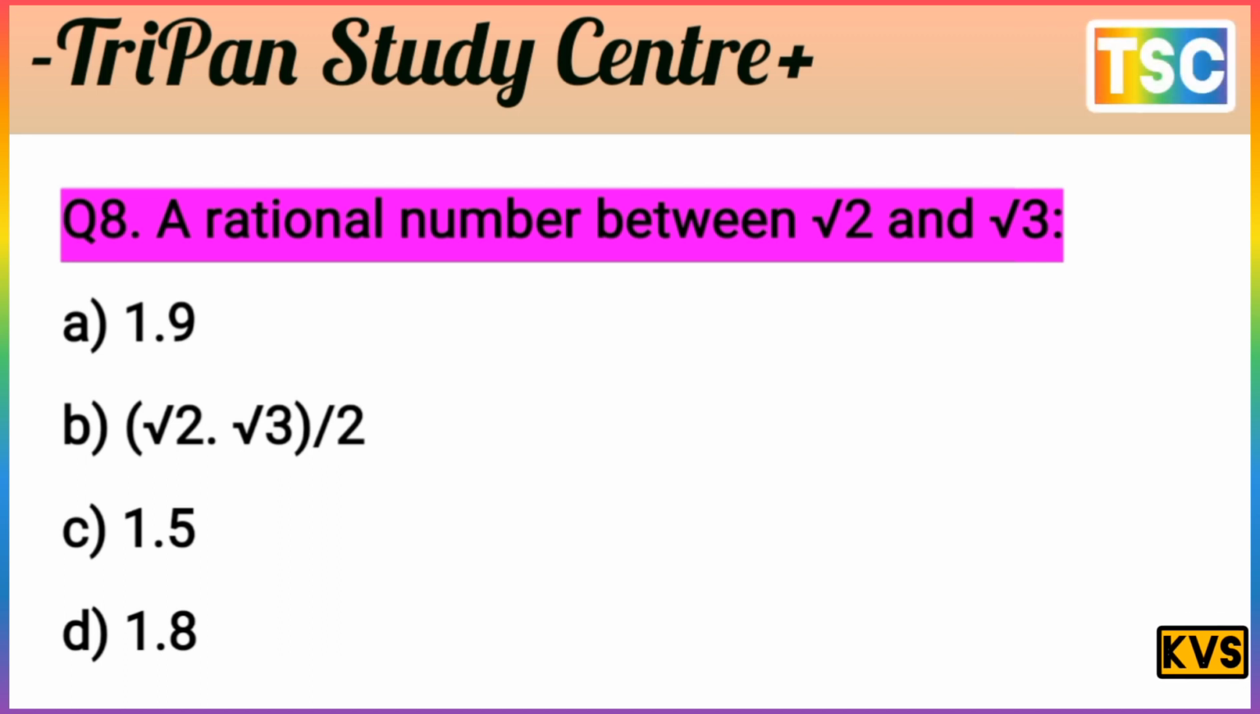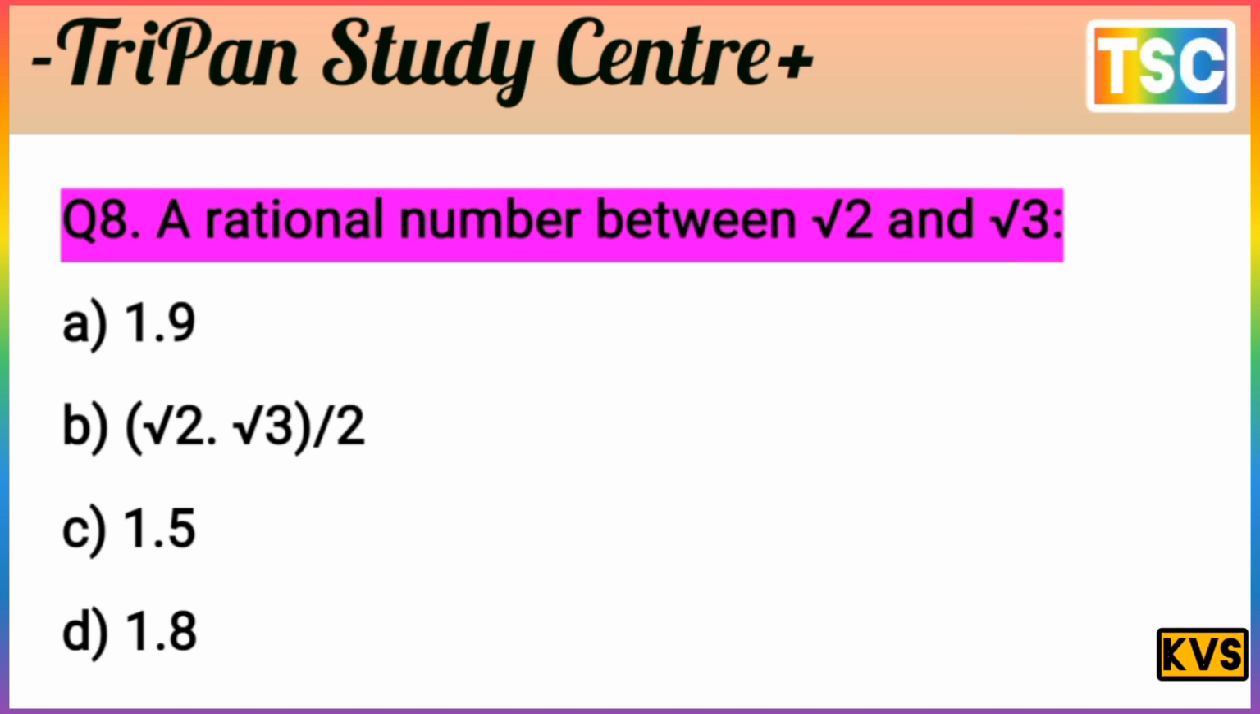The value of under root 2 is 1.41, okay, and the value of under root 3 is 1.732. That's important here, because the answer must lie between these two values. I give you a few seconds. First of all, check your knowledge, and after that I will give you the answer.